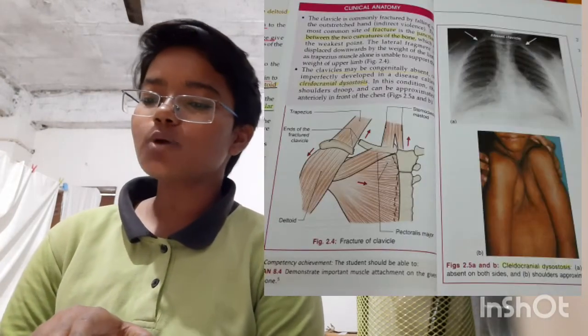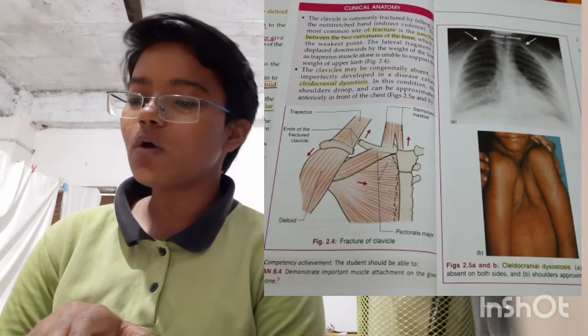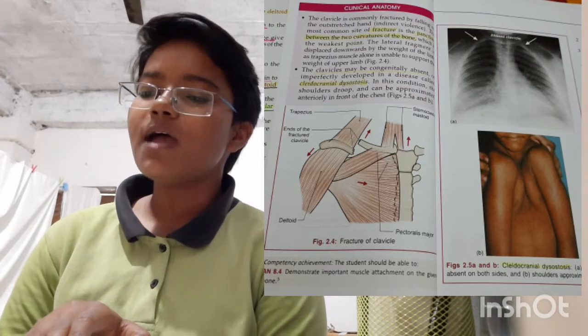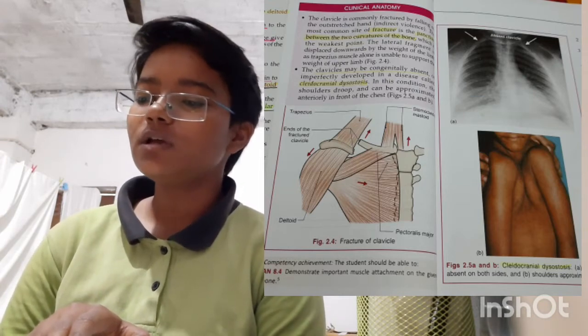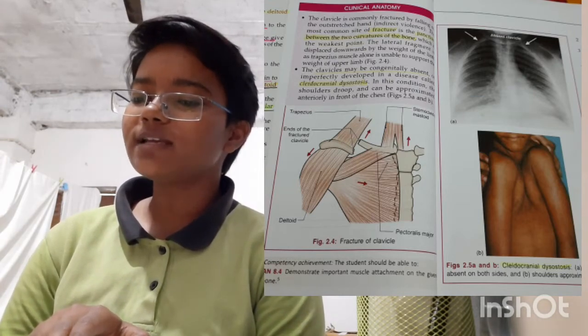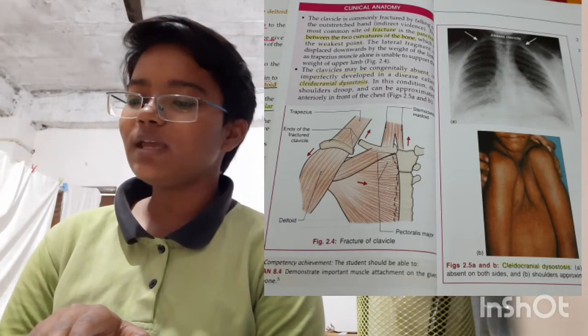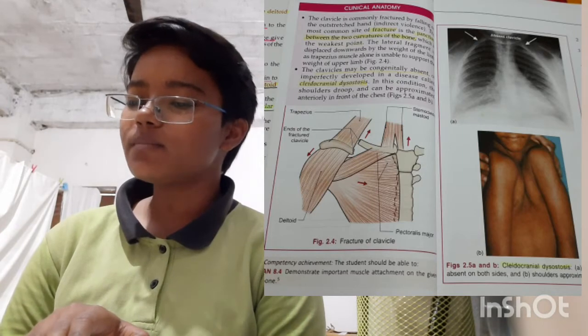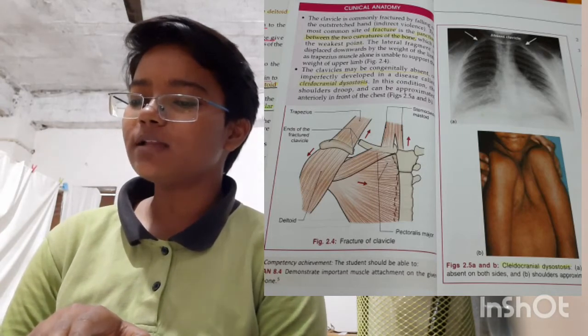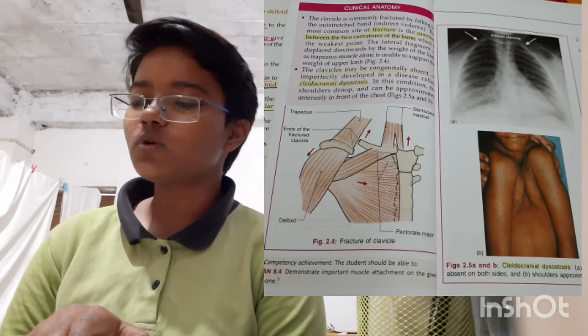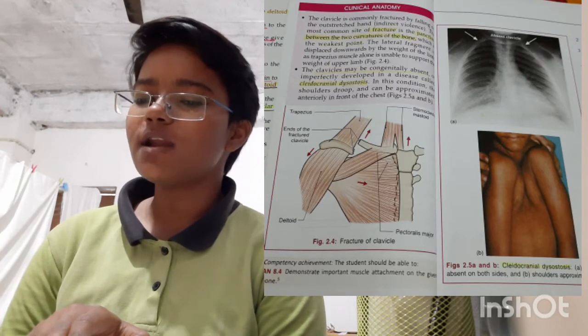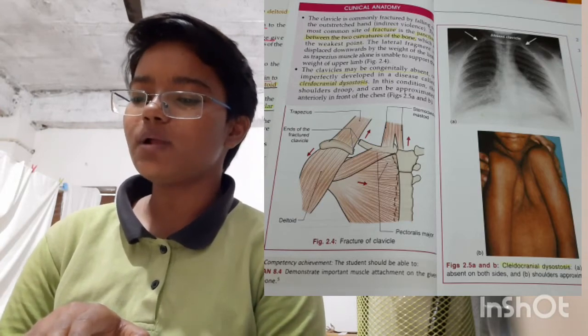Now, clinical anatomy. The clavicle is commonly fractured by falling on the outstretched hand or by direct violence. The most common site of fracture is the junction between the two curvatures of the bone, which is the weakest point. The lateral fragment is displaced downward by the weight of the limb, as the trapezius muscle alone is unable to support the weight of the upper limb.